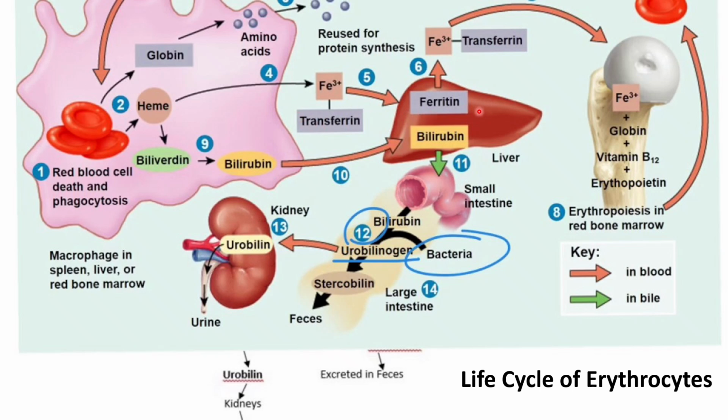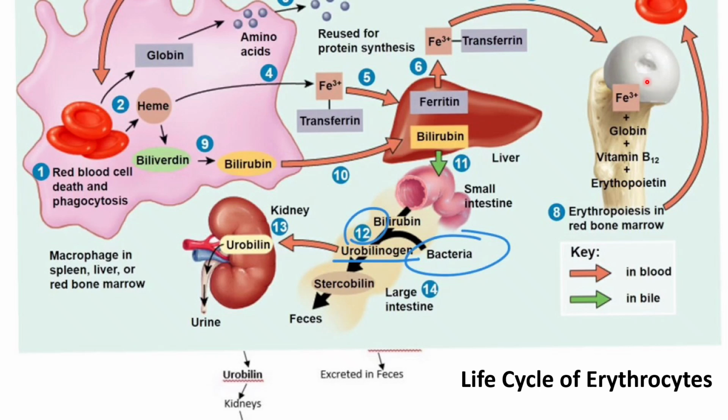Iron part. If our bone marrow needs to produce more red blood cells, it will call on every part of the body to deliver iron to it, and most of the time it's the transferrin, the protein transferrin, that picks up the iron that goes to the bone marrow.